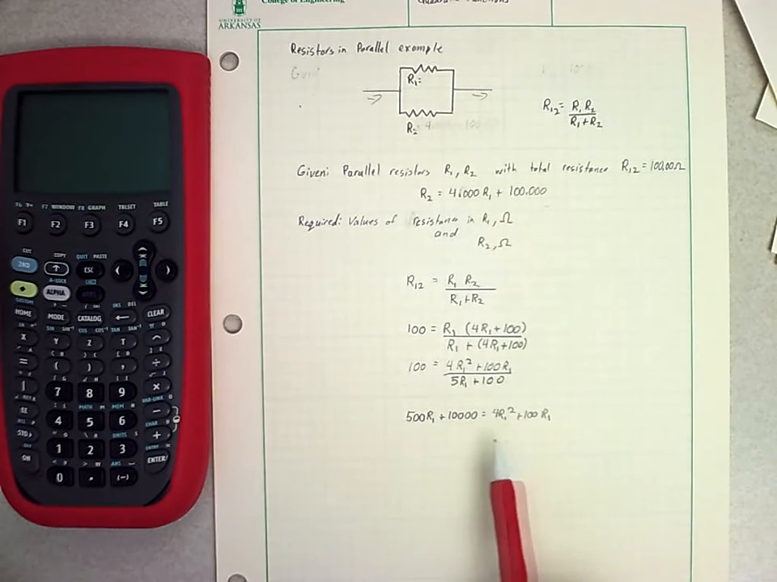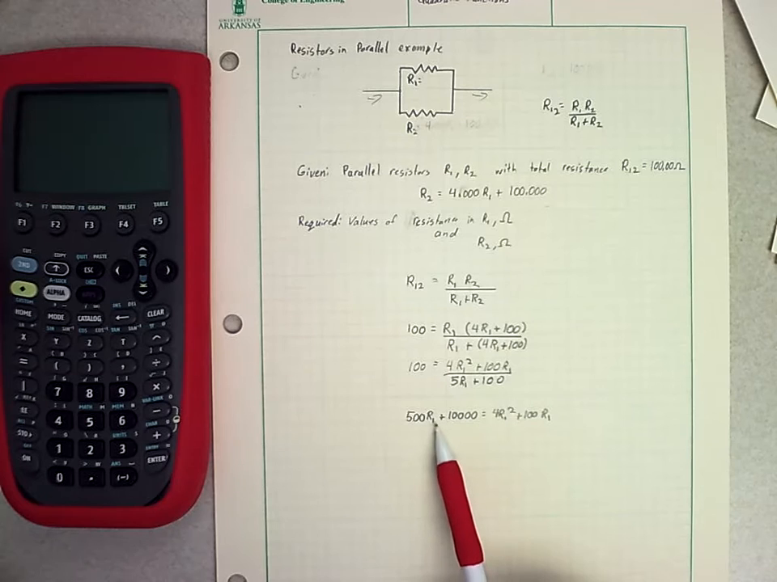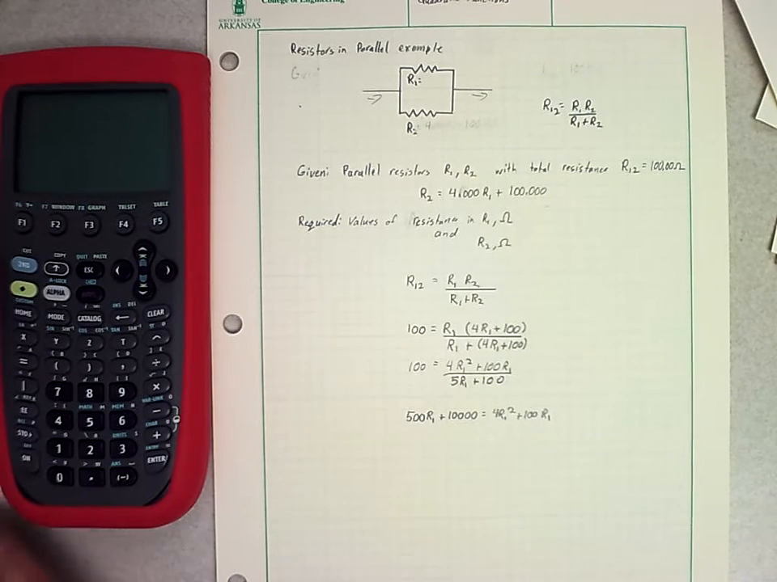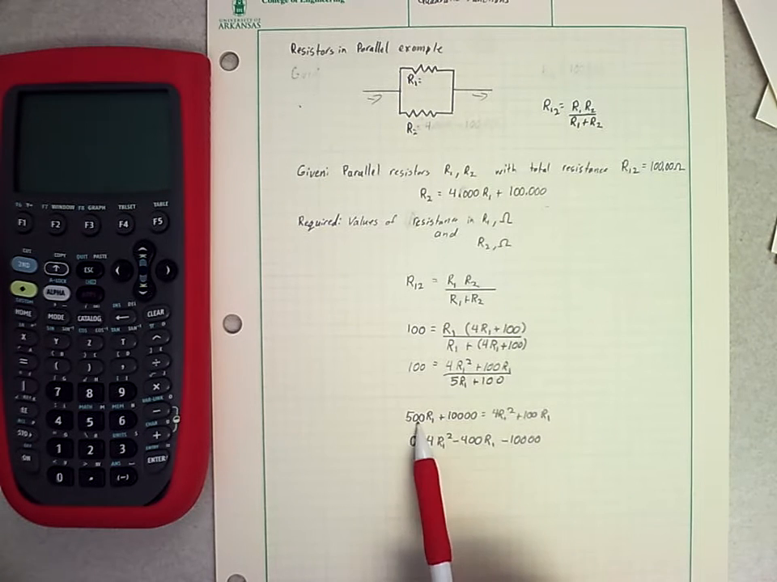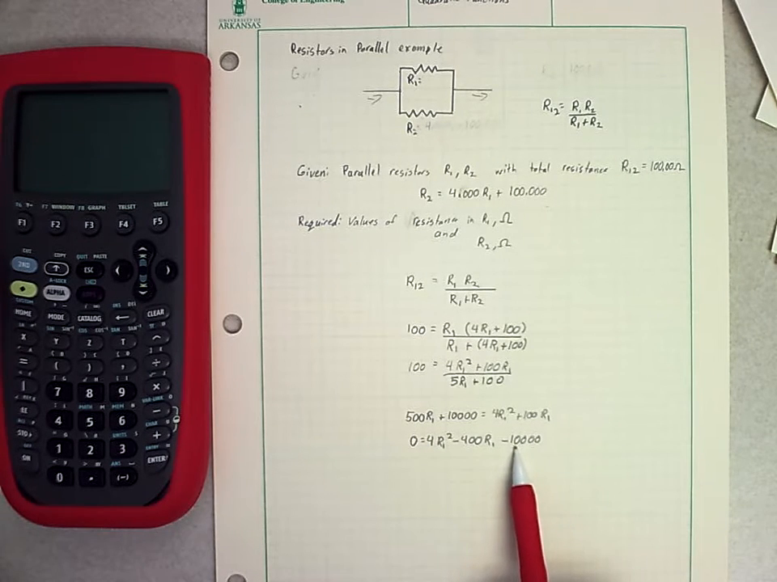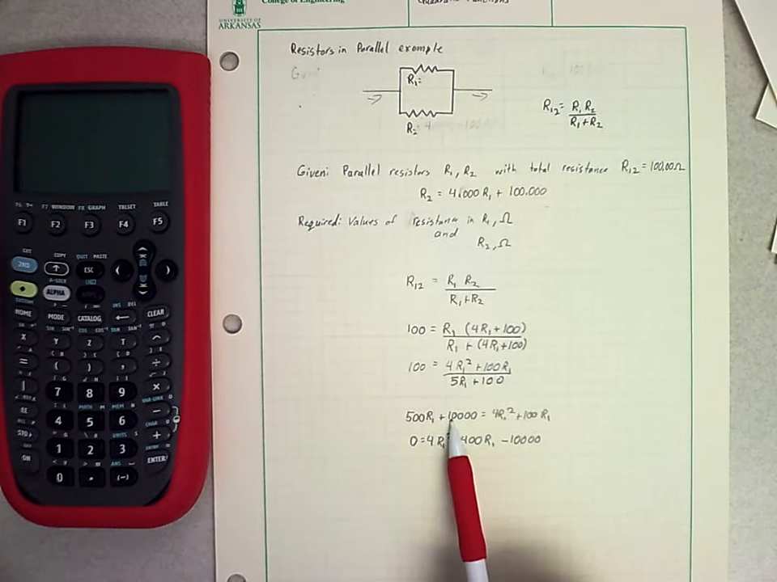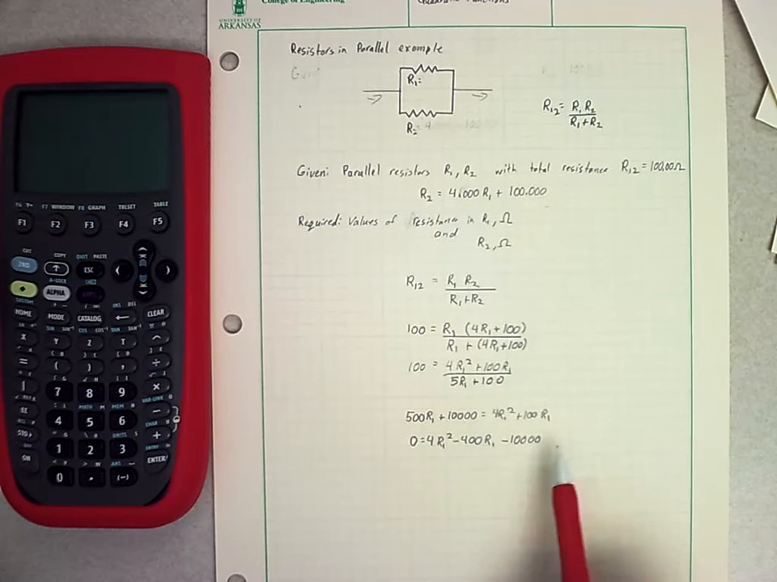I've got R1 squared terms, I've got R1 to the first power terms, and I've got some constants. Now I just need to set it equal to 0 so I can actually solve it. If I do my subtraction, I get 4R1 squared minus 400R1. That comes from 100 minus 500. Minus 10,000, that comes from 100 times 100 is 10,000, now subtracted on this side. So now I've got an equation that I can try to solve.